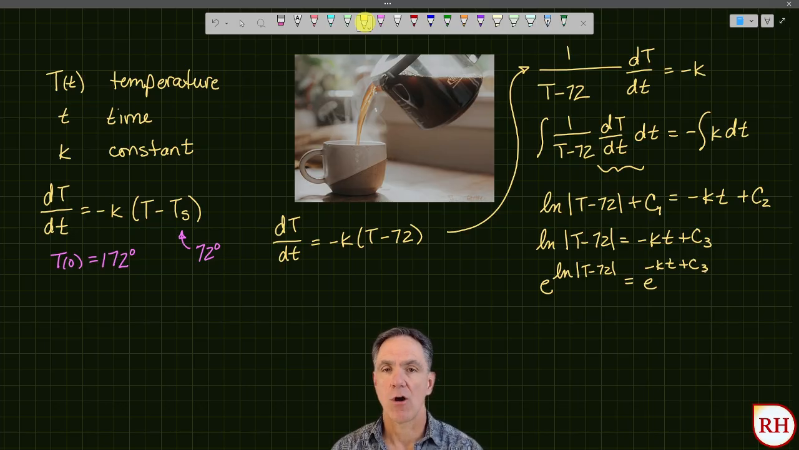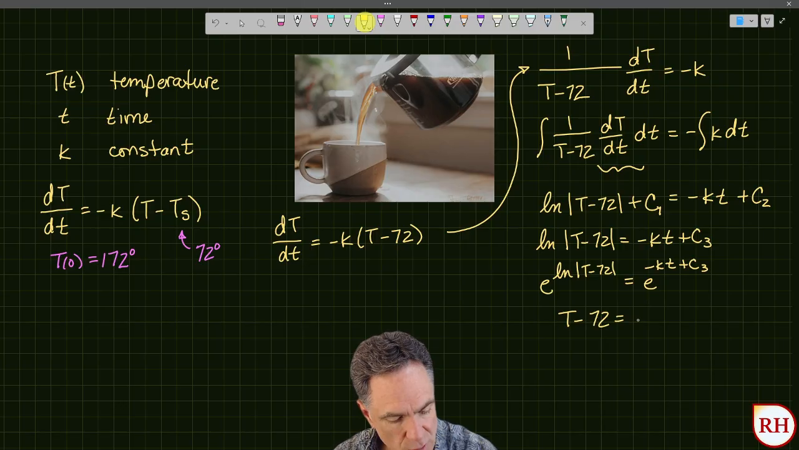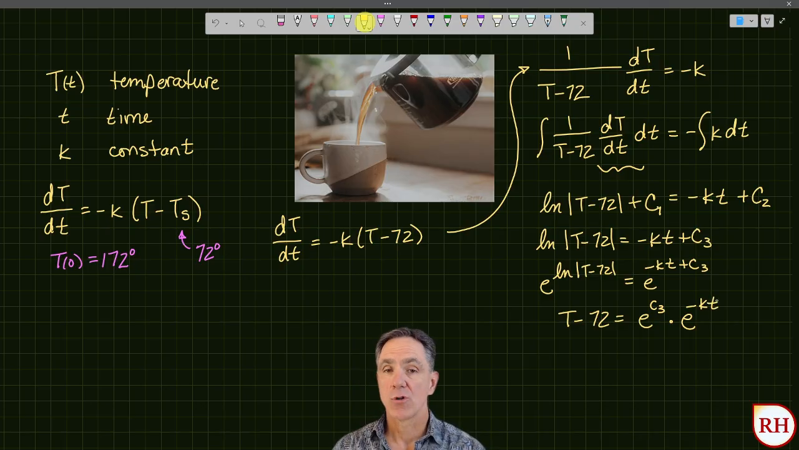Well, we know that our coffee is starting at 172 degrees, and so we're going to have a positive value inside of this absolute value piece right here. So that's going to give us T minus 72 is equal to, we're going to do a little bit of algebra over here, e^(C3) times e^(-kt). And now we're almost there.